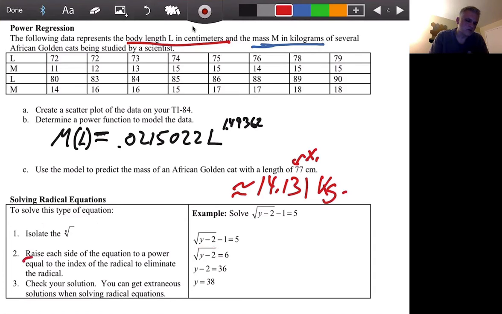So then it says, raise each side of the equation to the power that is equal to the index. Well, this is the second root, the square root. So that means they just want you to square both sides. If it was the cube root, we would cube both sides. If it was the fifth root, we would raise both sides to the fifth power. Okay, so when the square root is squared, it vanishes, leaving us with y - 2. And then we have equals 36. Now, you might be saying this, so I'm just going to throw this out there.